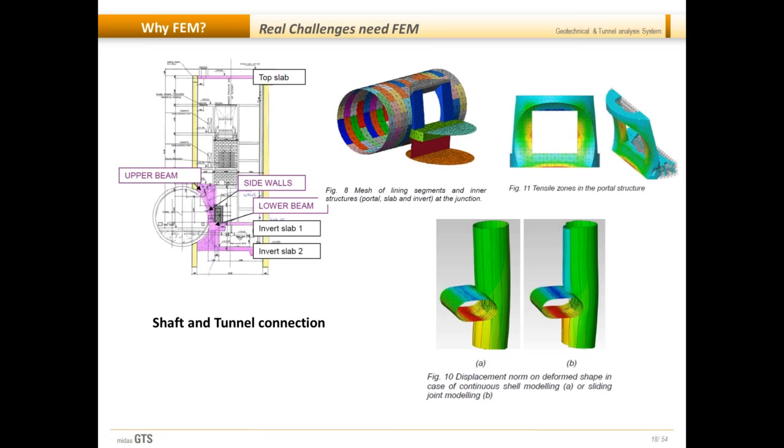Then I've taken one example from shaft and tunnel connection. This is also a metro line, and you can see the connection of tunnel with the shaft. Now there were a couple of possibilities to be explored, whether the tunnel should be monolithic with the shaft, or it can have an expansion joint there. And just by looking at the graphical images here, you can make out the tunnel stress distribution under the two scenarios and compare the results.